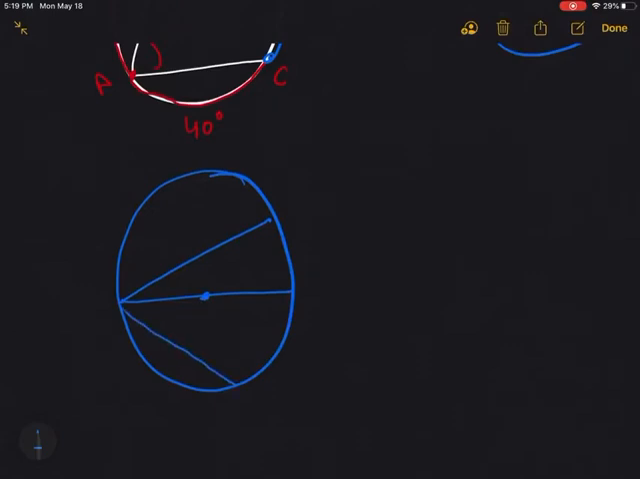So I have 140 degrees here, 80 degrees here. So that's what I know so far. Okay, let's figure out all of the details here. Let me just label a few things: A, B, C, and D.